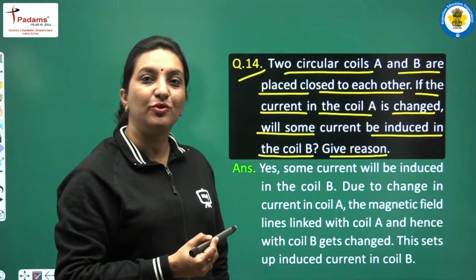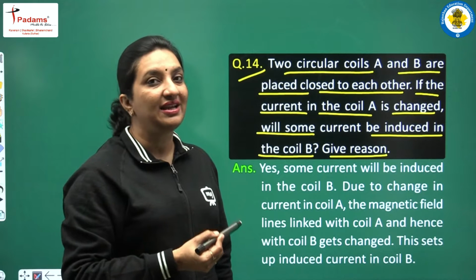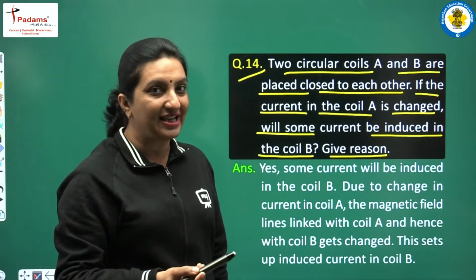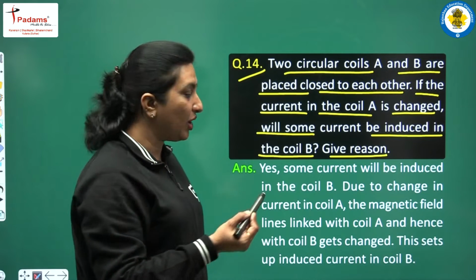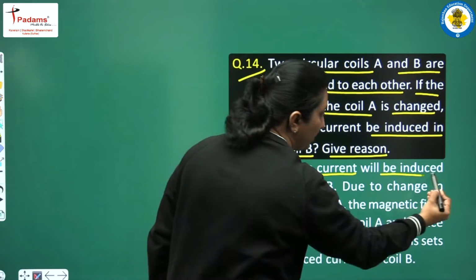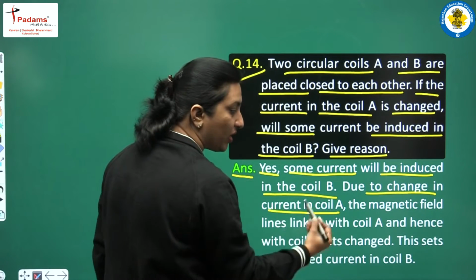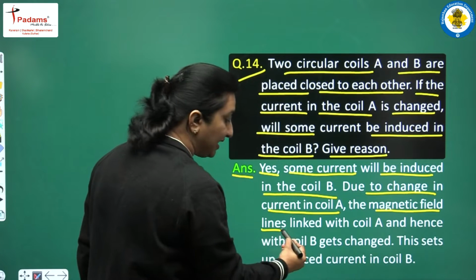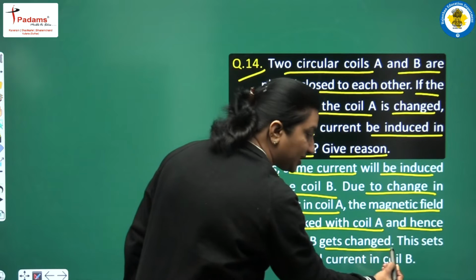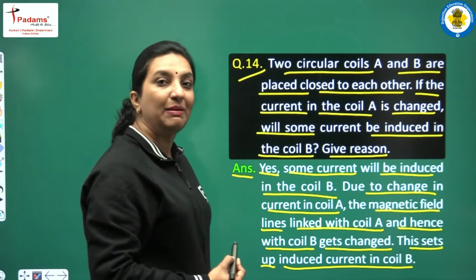Give reasons. We also have to give the reason inside the support. So, students, we know that yes, an induced current will be produced, and why? It will be produced because of electromagnetic induction. So we will write the answer this way, students: Some current will be induced in the coil B. Due to change in current in coil A, the magnetic field lines linked with coil A and hence with coil B gets changed. This sets up induced current in coil B.